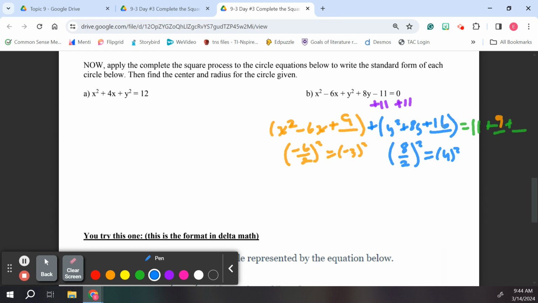So again, I have everything I need right here and right here for that factored form. So here I'm going to have x minus 3 squared plus, oops, I forgot something. You guys didn't catch me. Forgot to add the 16 over here. Plus y plus 4 squared equals, 11 plus 9 is 20, plus 16, that's 36.